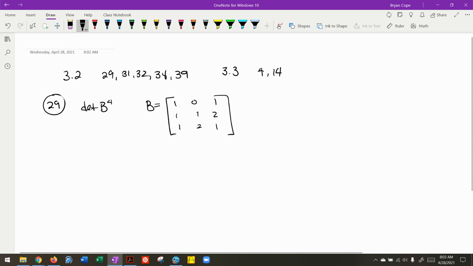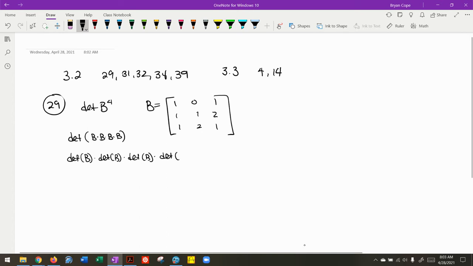All right, so the theorem that we want to use here is that B to the fourth, of course, can be thought of as 4 copies of B multiplied. And we had a theorem that told us that the determinant of a product equals the product of the determinants. So this is really det B times det B 4 times.